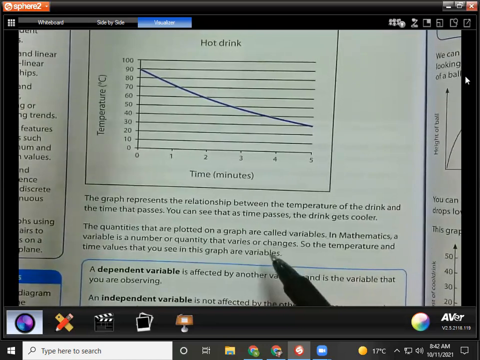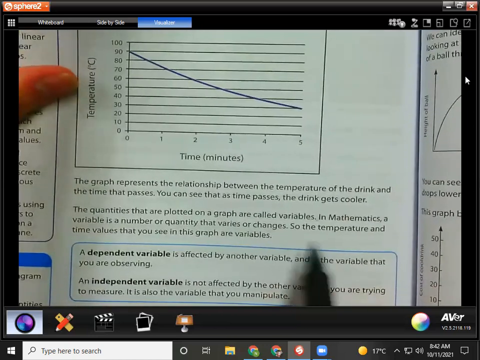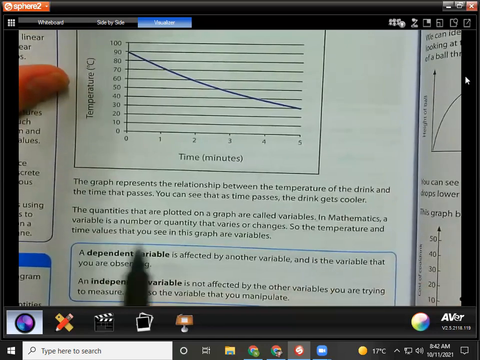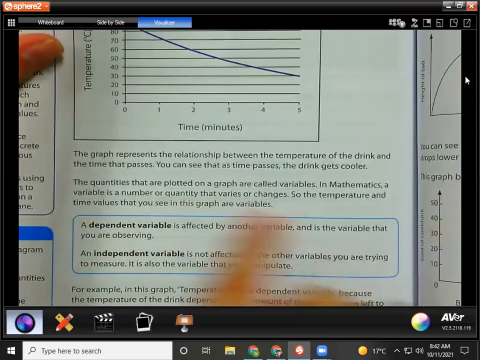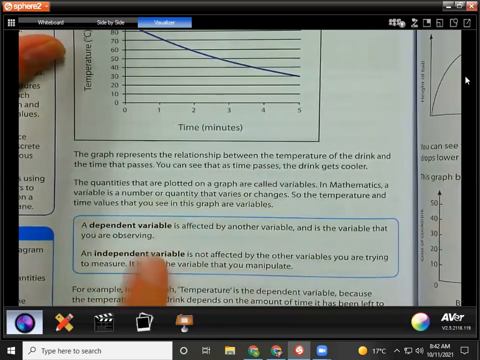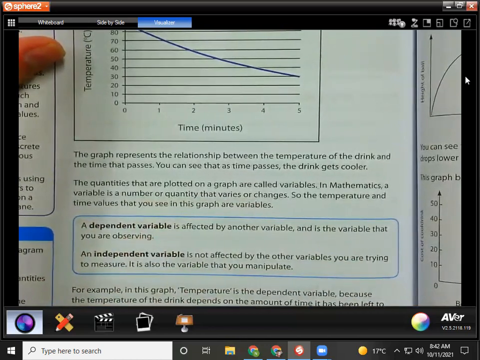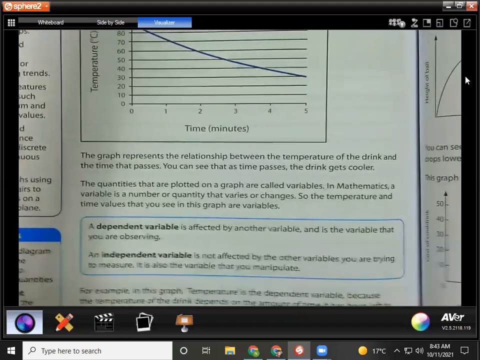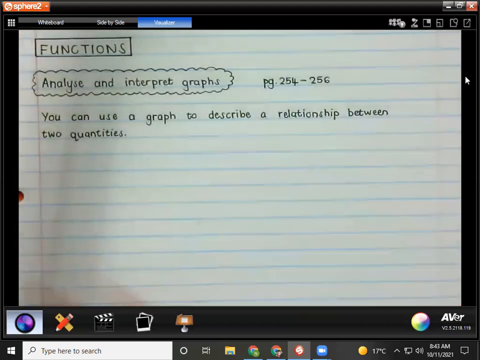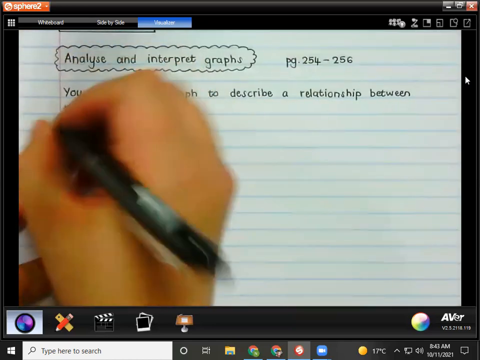I mean, it is that in all cases, not only in maths. So the temperature and time values that you see in this graph are variables. Now, guys, this is what we're going to write down. This is going to be the first part of the note. This is important, and you have already worked with it, but let's write it down: the difference between a dependent variable and an independent variable. Okay, so I'm just going to write that down.